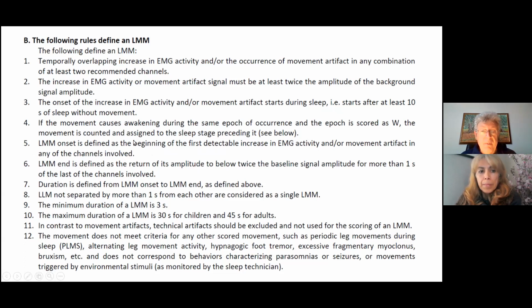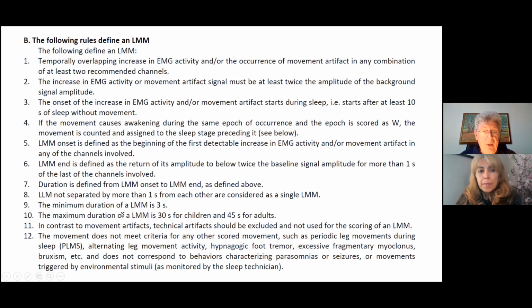The duration, of course, is between the beginning and the end of the movement. Pay attention that different LMMs not separated by more than 1 second from each other are considered to be a single LMM. When there is more than 1 second, they can be counted as two. And in this case, the second one is not preceded by 10 seconds of sleep, but the sequence of two movements is. We do not have to wait for another 10 seconds of sleep to score a new movement, of course.